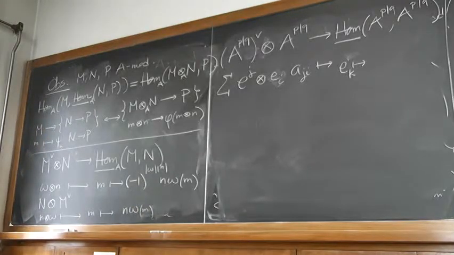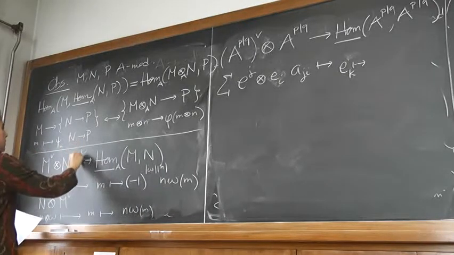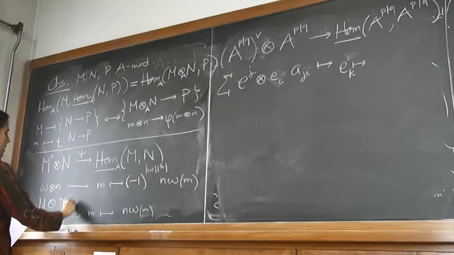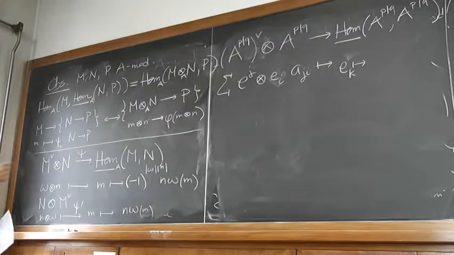Maybe we should give names to these maps. I call this map psi, and I call this one phi, just to give names to these maps. I want to finally define what the trace is, because after so much effort, we need to say the trace.